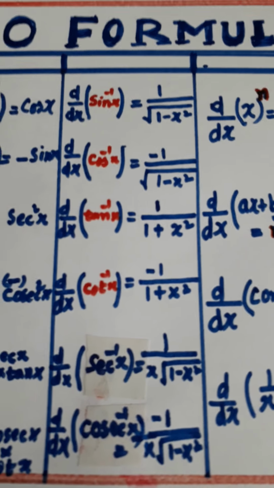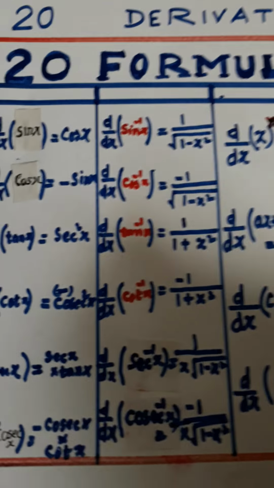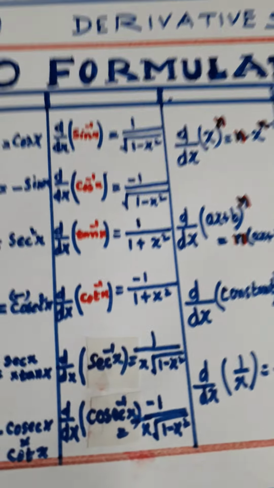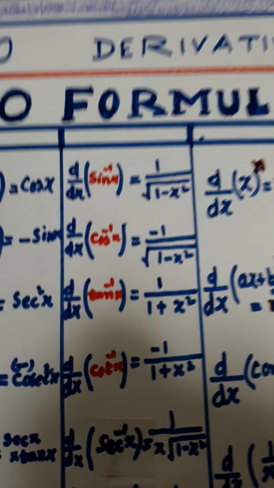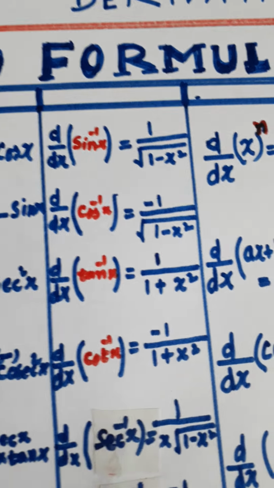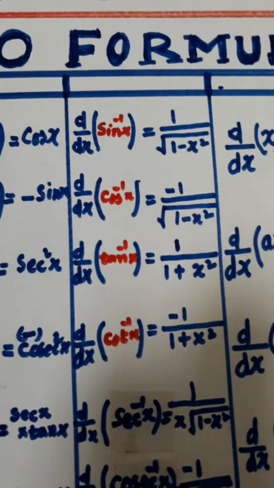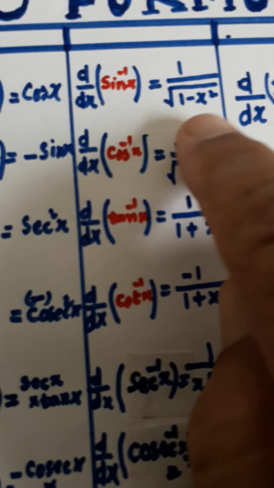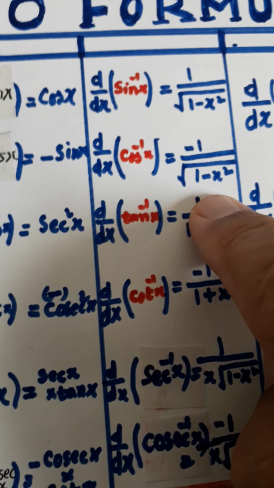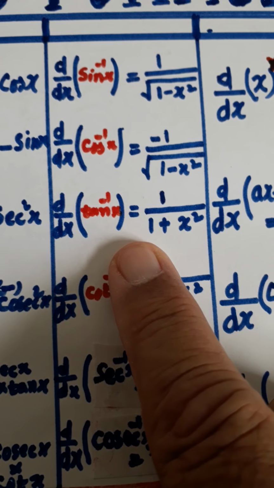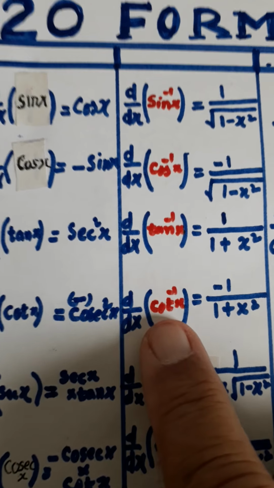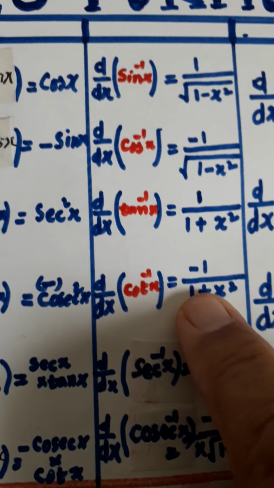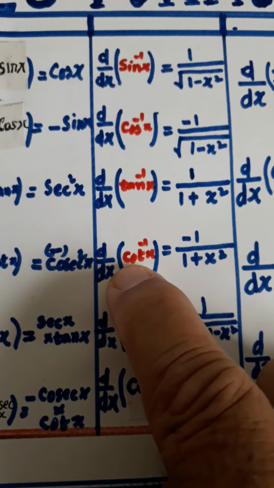Now, all the inverse formulas are 1 over something. What is inverse? 1 over. So sine inverse x is 1 over under root 1 minus x square. Cos inverse x is the same, only with a minus. Difference is only minus. Tan inverse x is 1 over 1 plus x square. Cot inverse x is the same with minus, because it starts with c.